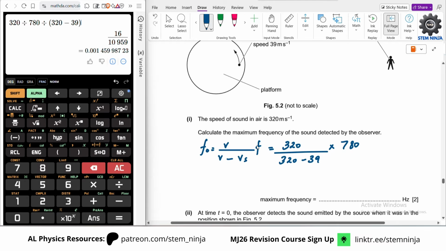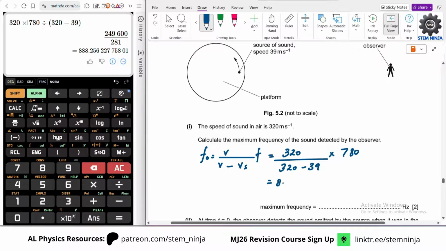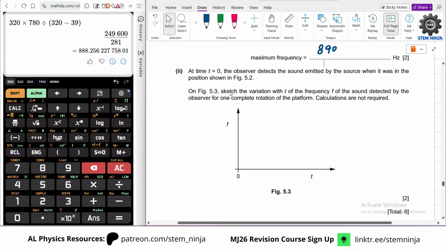So this is 888, roughly 890 Hertz. At time t equal to 0, the observer detects the sound emitted by the source when it was in the position shown in figure 5.2. On figure 5.3, sketch the variation with t of the frequency of the sound detected by the observer for one complete rotation of the platform.